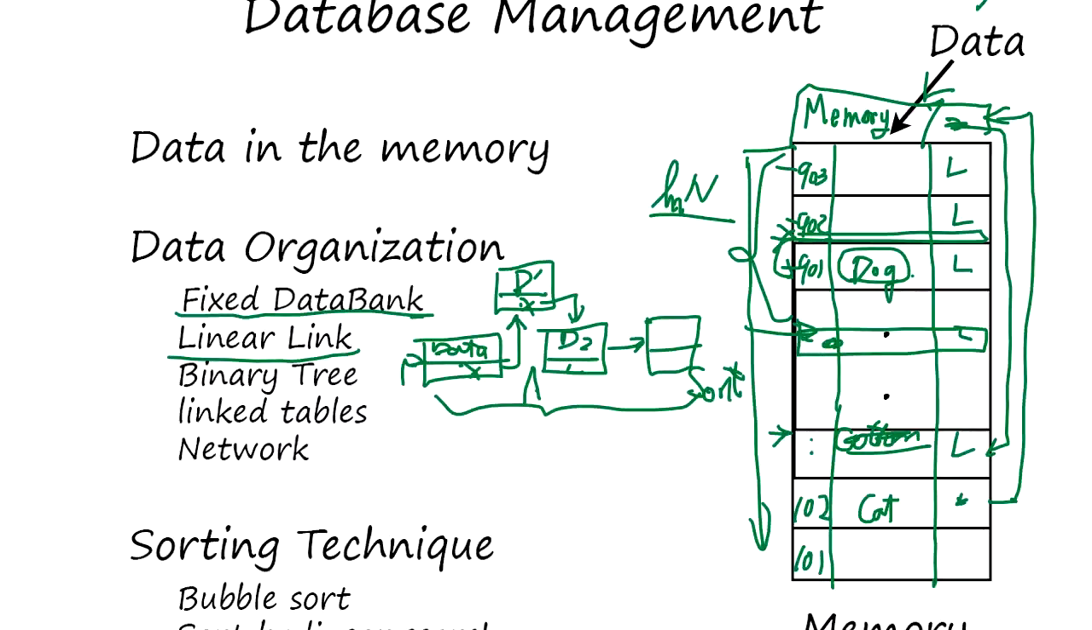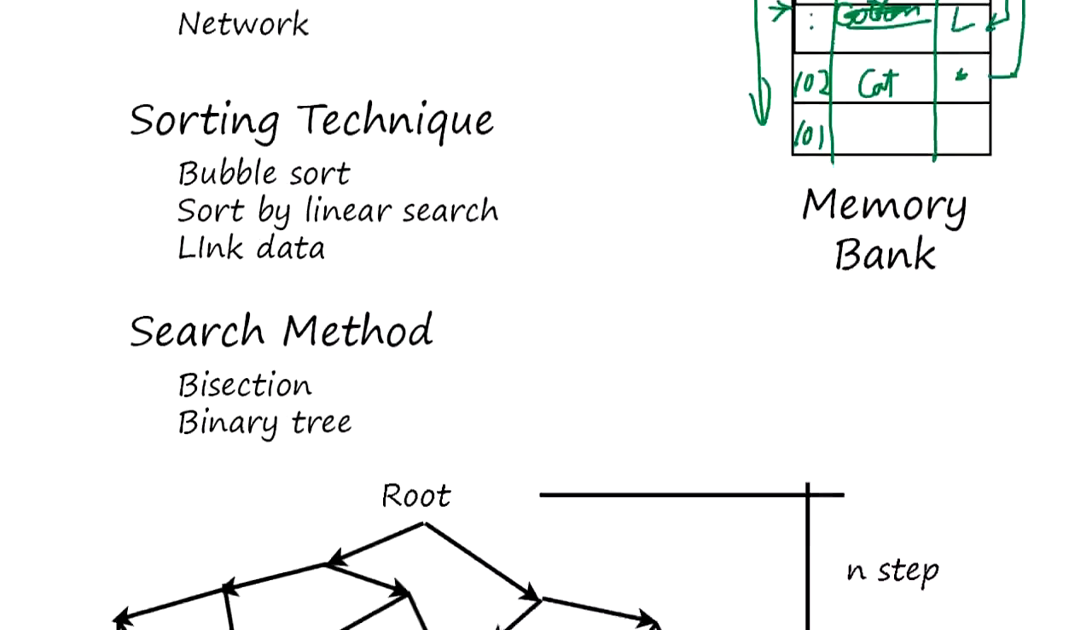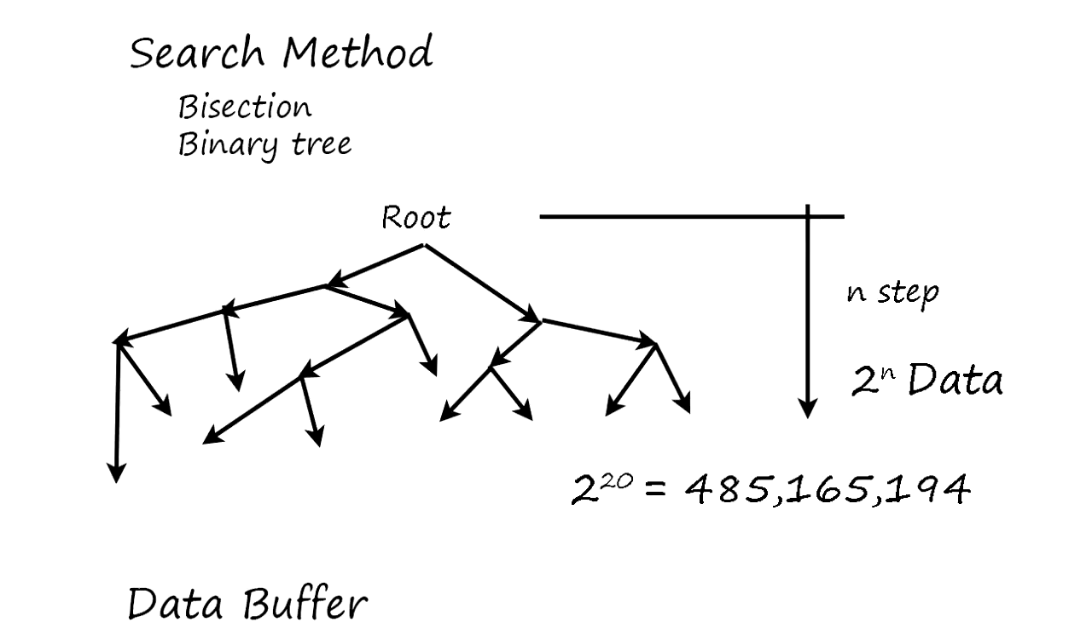But the linear link is not that efficient either. That's why computer scientists invented the binary tree. What's a binary tree? Here's the picture. Here are the nodes. A node has data, and link data 1 and link data 2. Link data 2 points to the right side, and link data 1 points to the left side. So this is a set. Each node has that.